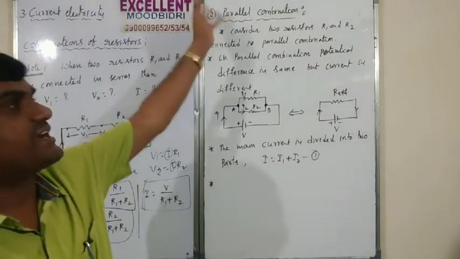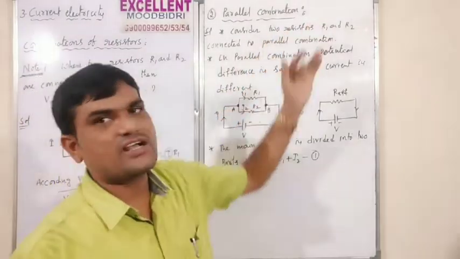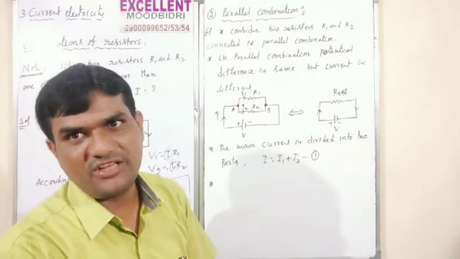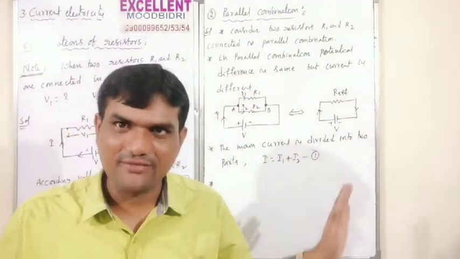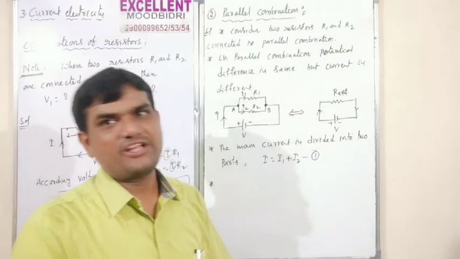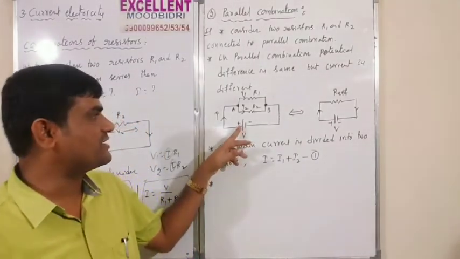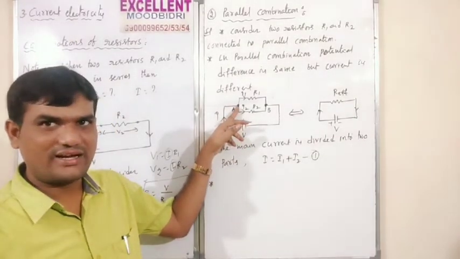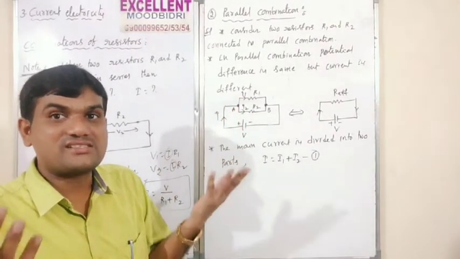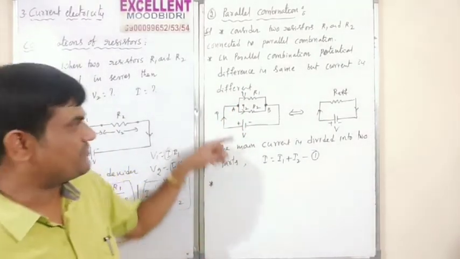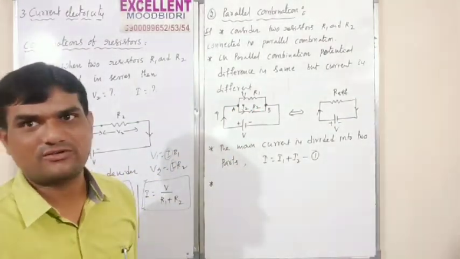Right, next one. The second one is the parallel combination, same as usual. Consider two resistors, R1 and R2, connected in parallel combination. In parallel combination, the potential difference is the same. Why is it the same potential difference? Because the voltage is from here to here only, the same point only. So the voltage is the same at this point as well as this point. Here to here, and as well as here to here, the same voltage only.